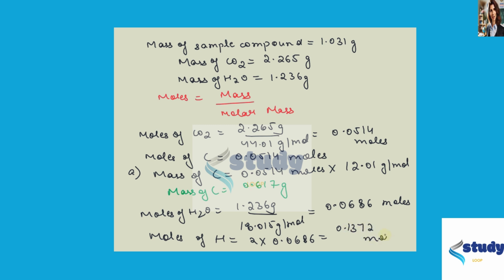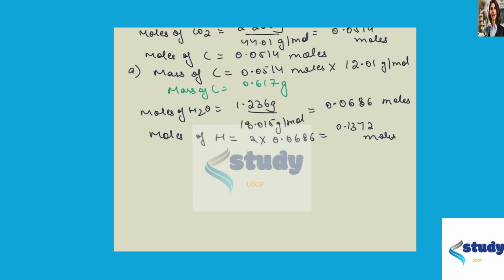So this is equal to 0.1372 moles. Now we can find the mass of the hydrogen. The mass of hydrogen is equal to 0.1372 moles multiplied by the molar mass of hydrogen, 1.008 gram per mole. When we solve this, we get the mass of hydrogen is equal to 0.139 gram.